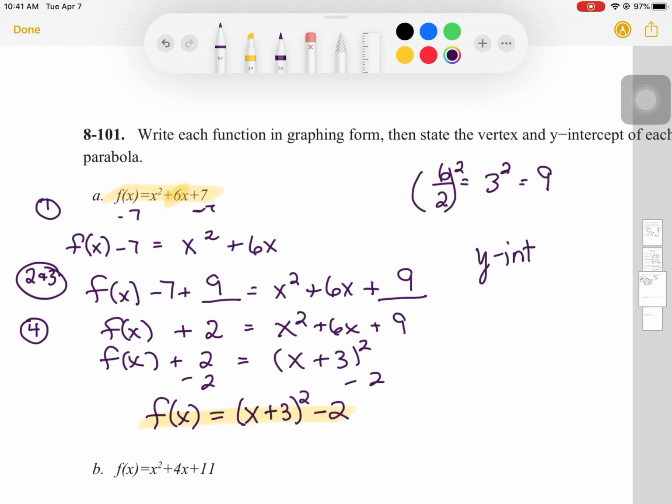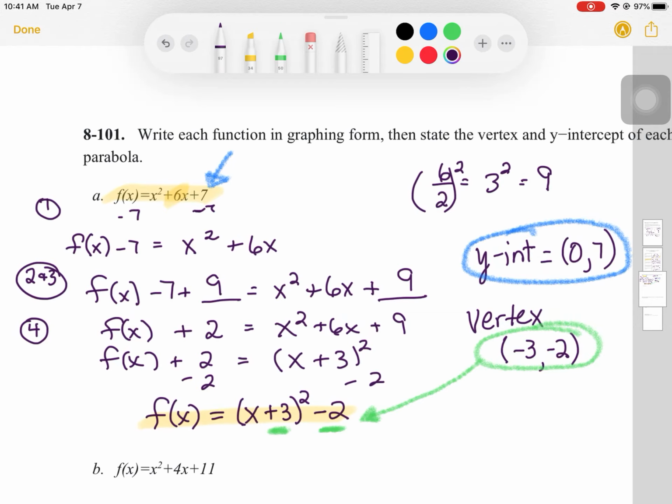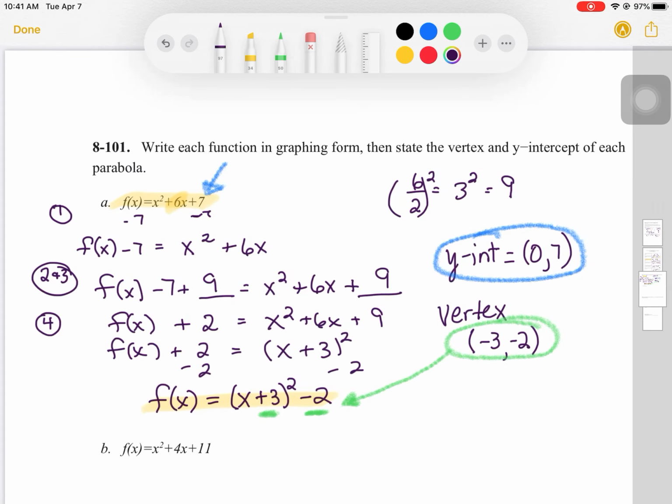I know my y-intercept because the y-intercept comes from right here. So my y-intercept is 0, 7. And I'm going to get my vertex from right here. So my vertex in this situation is -3, -2. The vertex comes from my graphing form. So I've got my y-intercept, I've got my vertex.